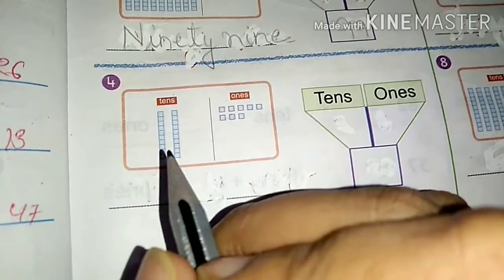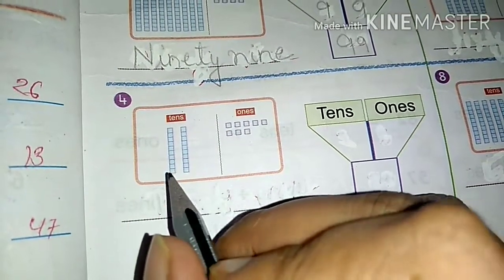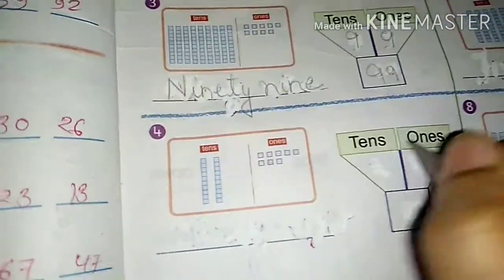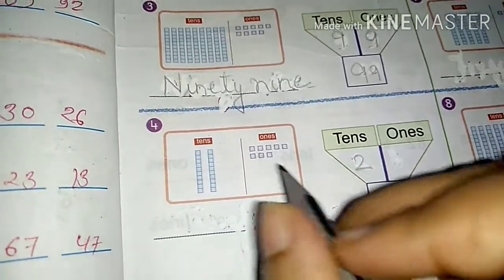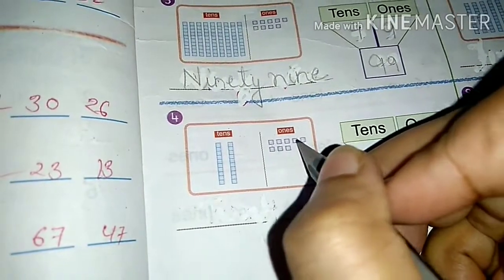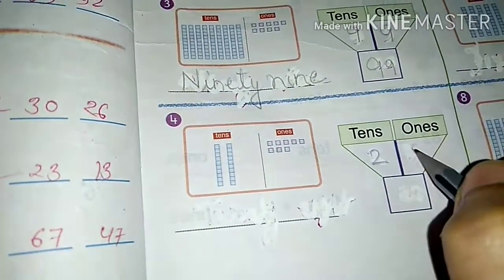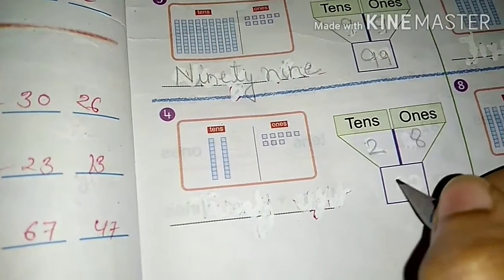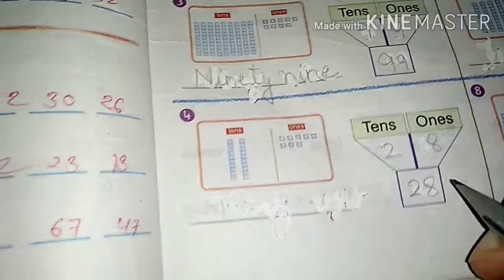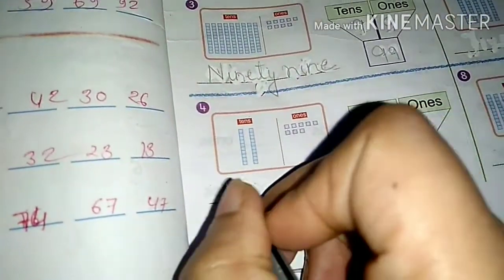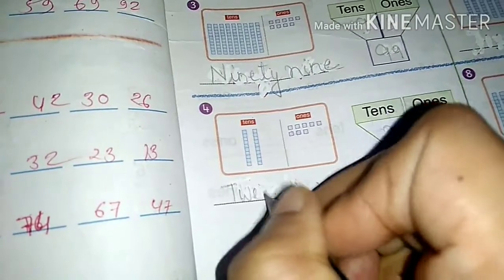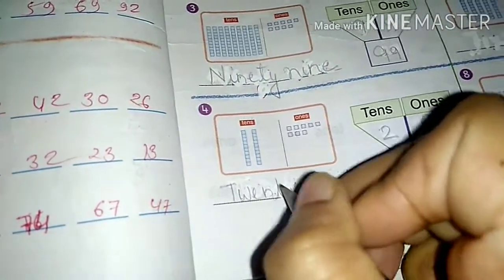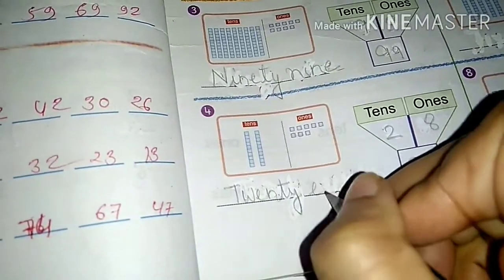Now see the fourth question. How many tens are there? 1, 2. Okay, 2 tens. And how many ones? 1, 2, 3, 4, 5, 6, 7, 8. 8 ones. Together how we will write? 28. Okay, here you have to write the spelling. T-W-E-N-T-Y 28.